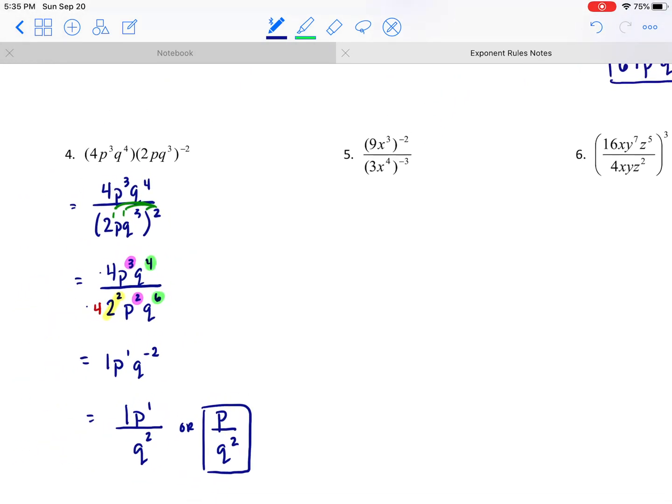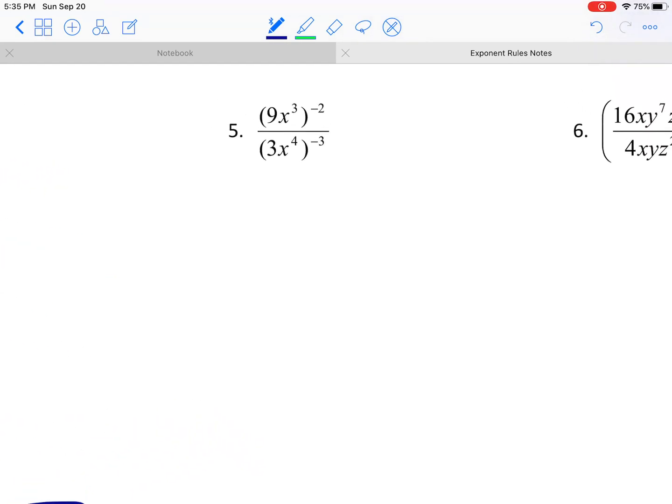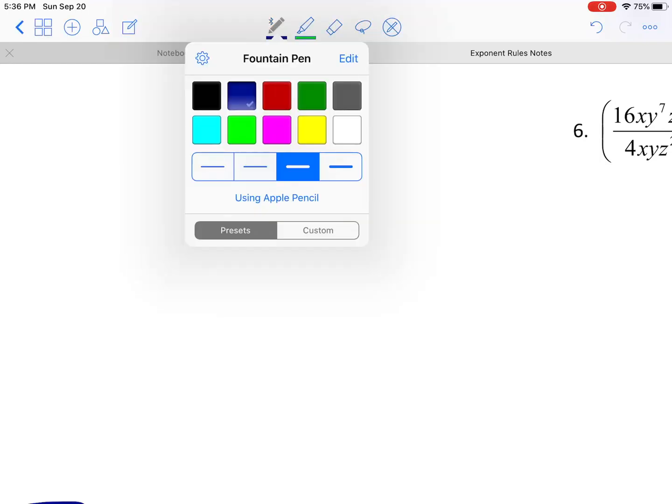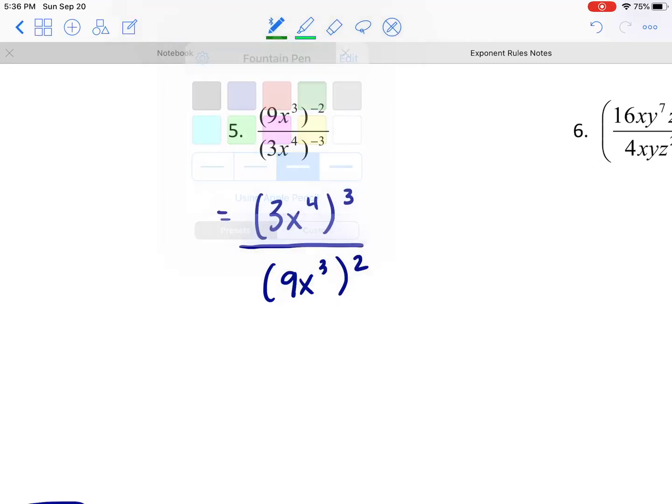Another one. If you feel good, got the last one right, or maybe you didn't and you want to try again, feel free to pause and give this one a shot. So both of these quantities have negative exponents, which means we're going to flip this whole thing. Let's take the 3x to the 4th and put it on the top of the fraction so that its power becomes positive. Let's take the 9x cubed and move it to the bottom so that its power becomes positive. Now, exponents before division, so power rule on the top, we're going to multiply these by 3. Power rule on the bottom, we're going to multiply these by 2.